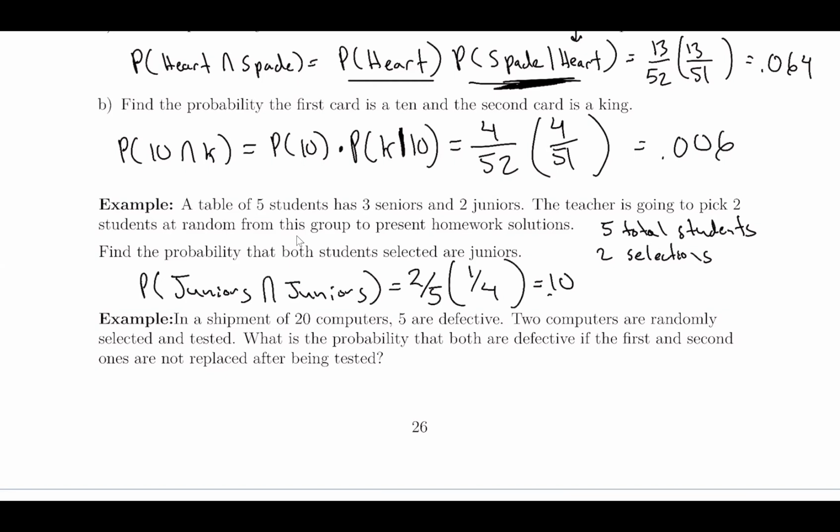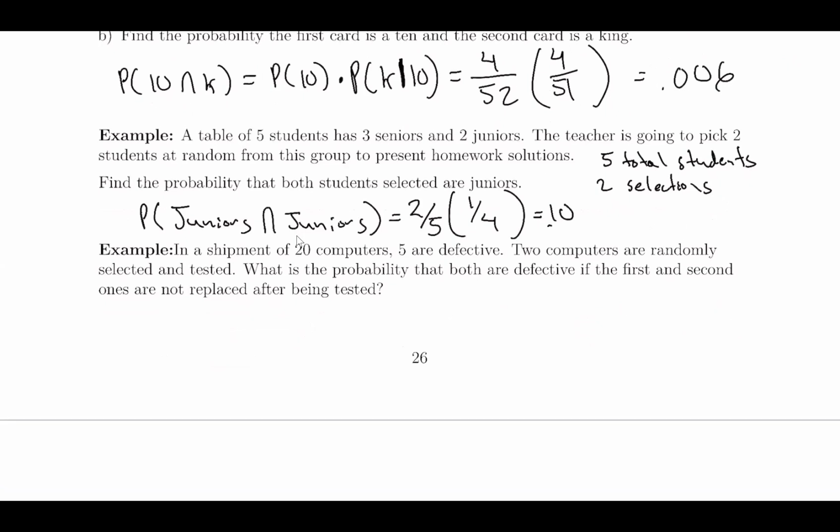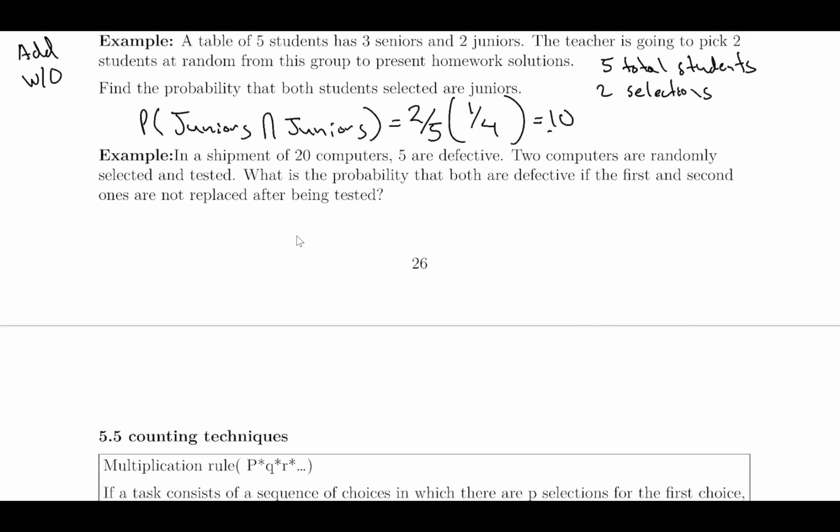So you get a 10% chance that the 2 people selected from that table are both juniors. All right, and that's it for that last one. All right, so let's do this next one, then we're gonna move on to something else.